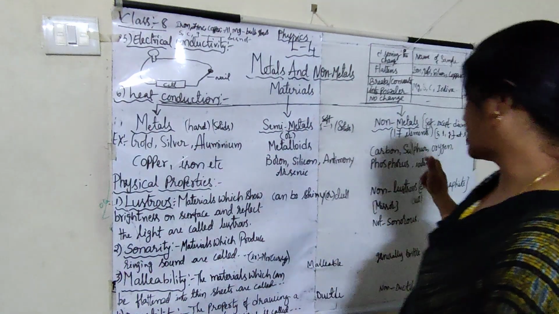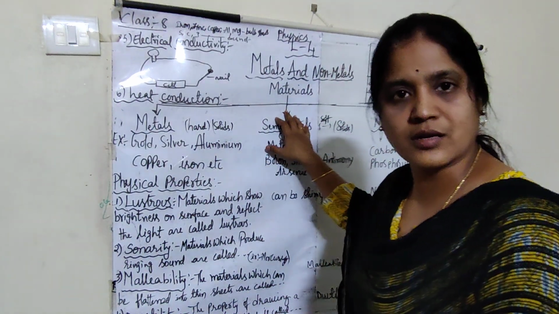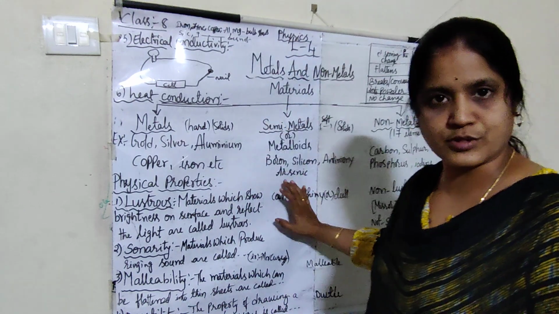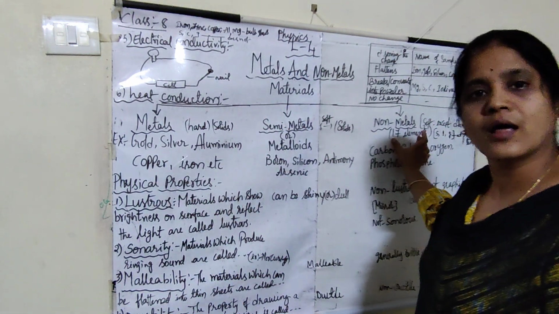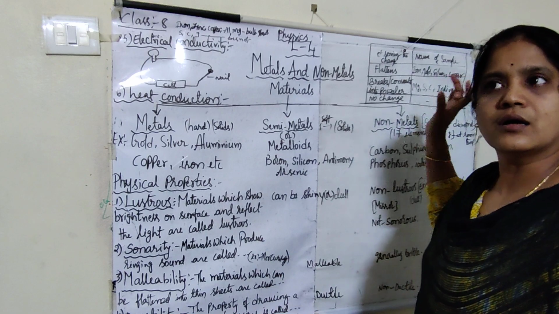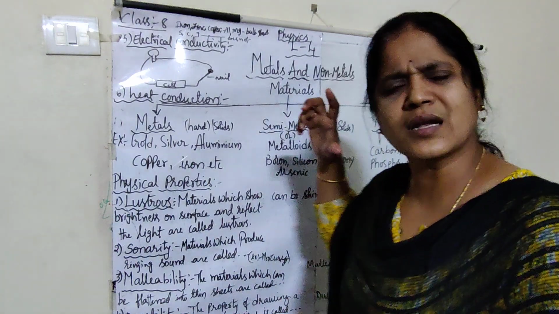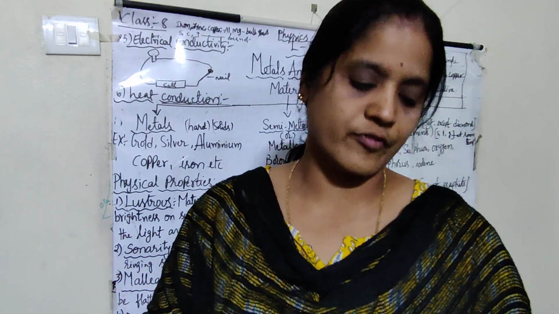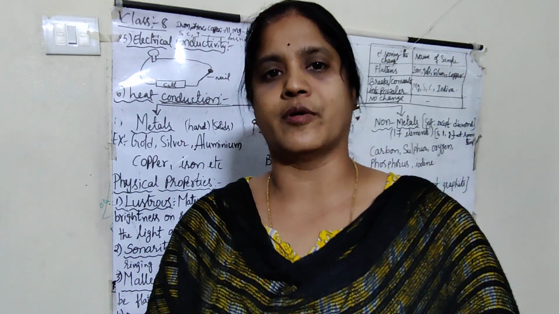Coming to the non-metals, leave aside the semi-metals, you don't need to know about the semi-metals, I just wrote it. Now coming to the non-metals. Metals mainly exist in the solid form, and non-metals exist either in the solid form, liquid form, or gaseous form.